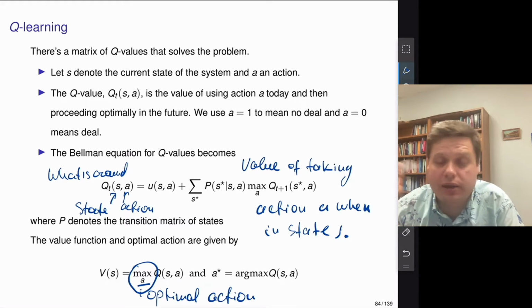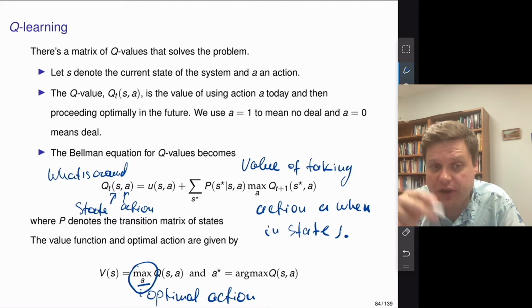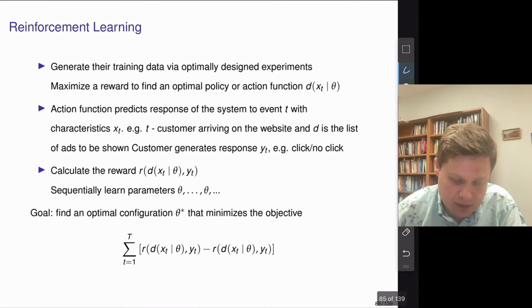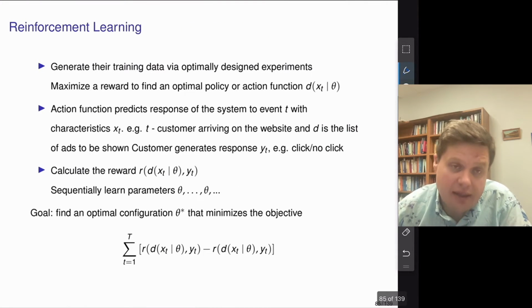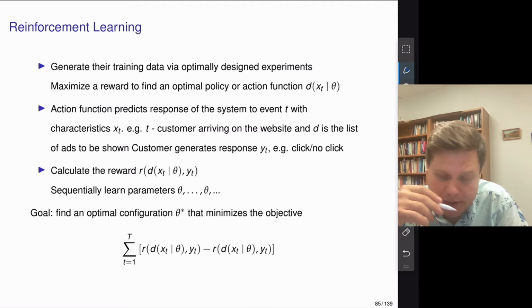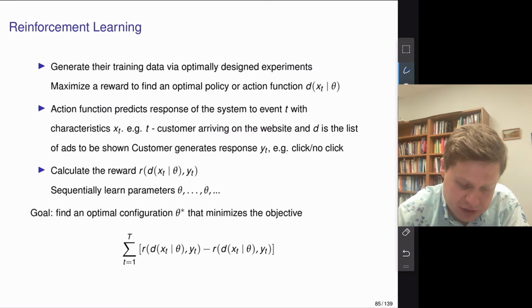Optimal action is the one that leads to the highest Q value. And the function V, which is called value function, basically maps the state to the value associated with the state, given that you're taking an optimal action in each of those states. And then essentially you have this simple concept and you start to do what is called reinforcement learning.